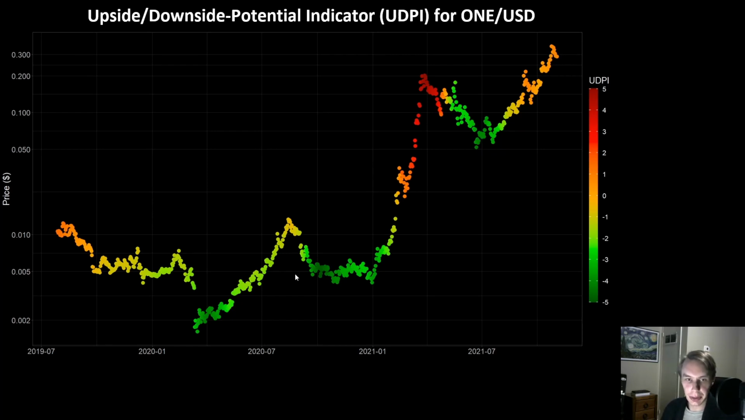With ONE, I think this is a case where it would have done really well to be following the UDPI indicator, because ONE did a 100x from this point to this point, and did a 50x from this point to this point. So acquiring at either of these points would have been quite a spectacular return on investment. And even coming out of the summer, ONE has done a little less than a 10x move. So again, the summer was a fantastic time to be acquiring ONE. You would have made a lot of money.